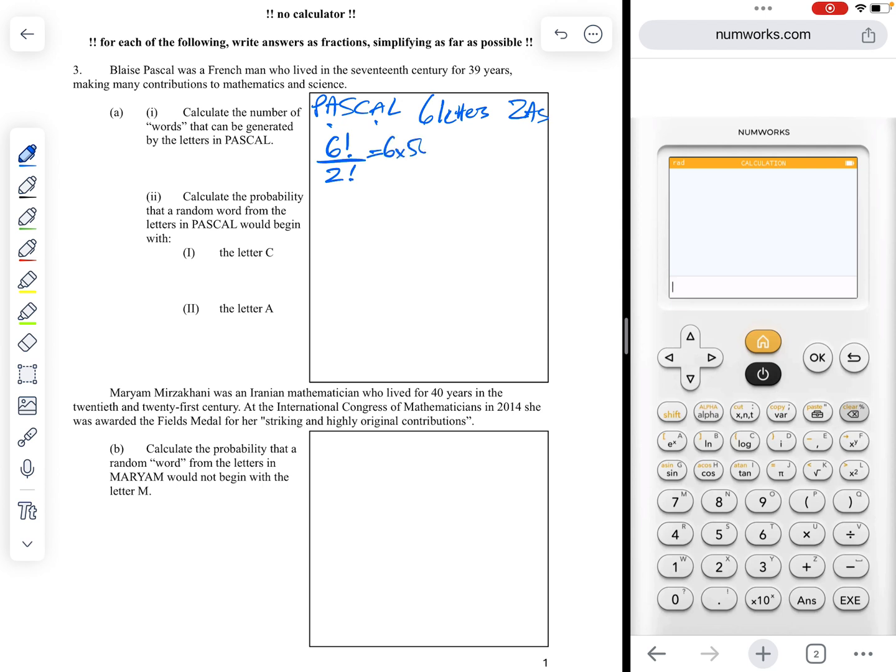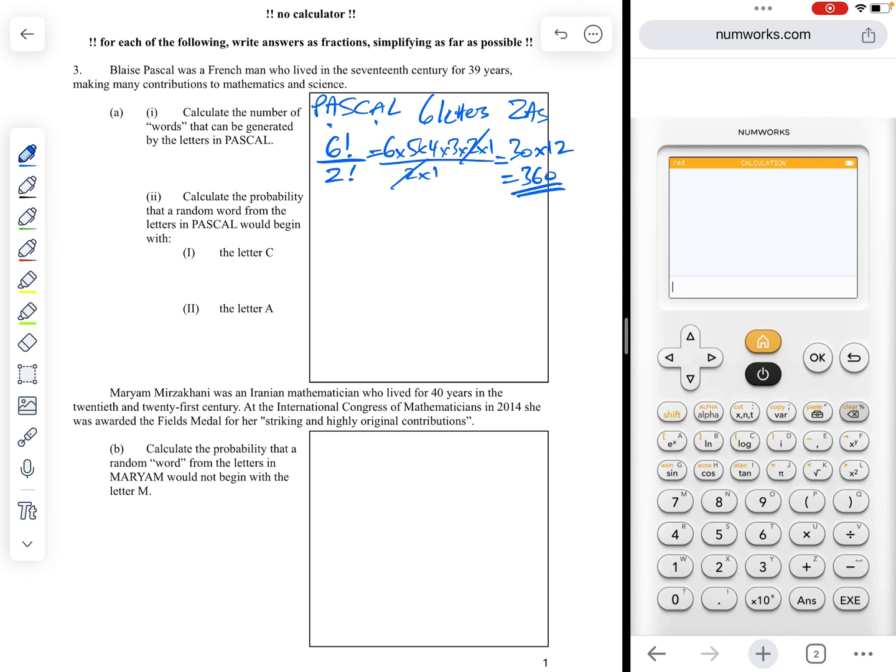Now by hand, 6 times 5 times 4 times 3 times 2 times 1 over 2 times 1. Now the 2's can cancel, so I'm thinking we can say 30 times 12. So we have 30 times 12, which is 360. So there are 360 words. If there was not a repeated letter, it would just be 6 factorial. Because the A repeated twice, we have to divide by 2 factorial.